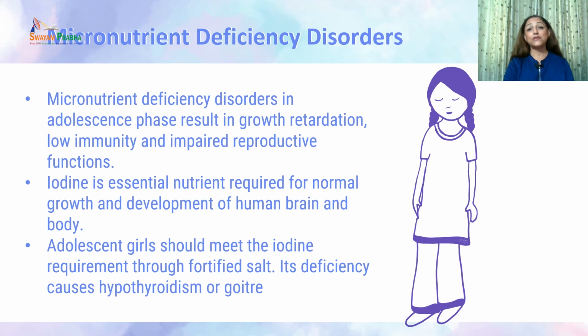Micronutrient deficiency disorders in the adolescent phase result in growth retardation, low immunity and impaired reproductive functions. Iodine is essential for the normal growth and development of the human brain and body. So adolescents should meet the iodine requirement through fortified salt. Its deficiency can cause hypothyroidism or goiter.